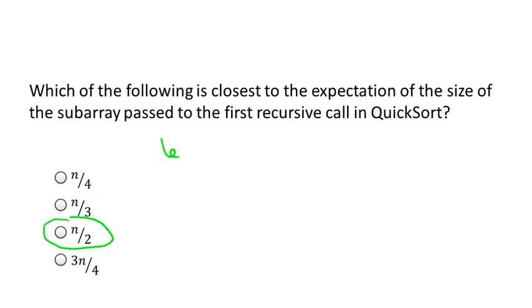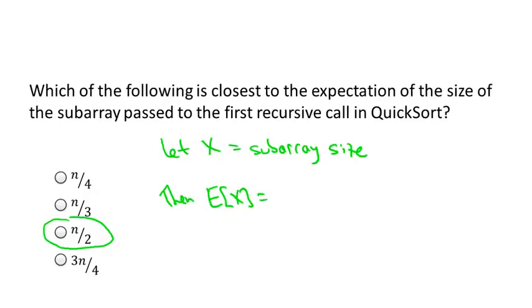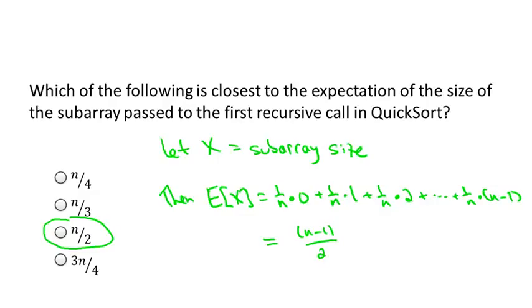So for this problem, I think it's perfectly fine just to compute this using the definition of expectation. If we let x denote the random variable that we care about, the subarray size, then we can just compute directly by summing over all of the possible outcomes, all of the possible choices of the pivot. With probability 1 over n, we choose the minimum as the pivot, resulting in 0 elements being passed to the first recursive call. With probability 1 over n, we pick the second smallest element, resulting in 1 element being passed to the first recursive call. With probability 1 over n, we pick the third smallest, giving us a subarray size of 2, and so on. And then with probability 1 over n, we pick the maximum element, giving us a subarray size of n minus 1. If you just compute this sum out, you will get, as expected, n minus 1 over 2.